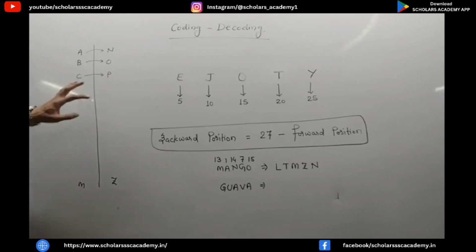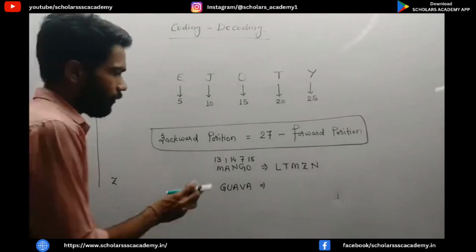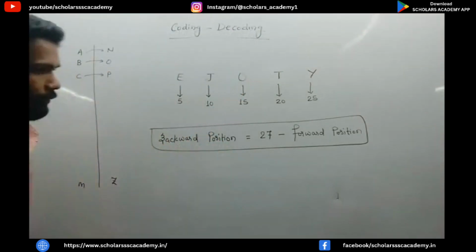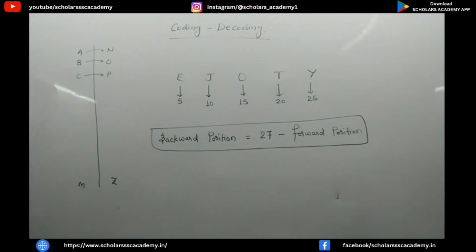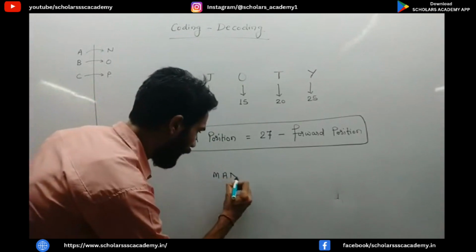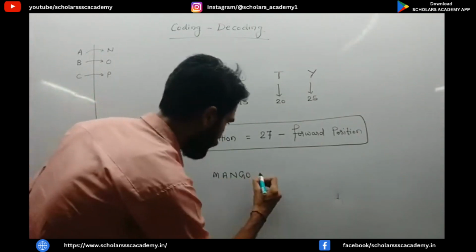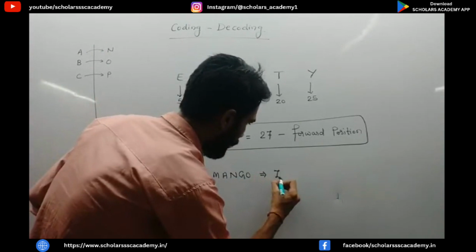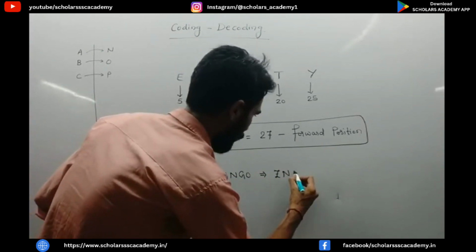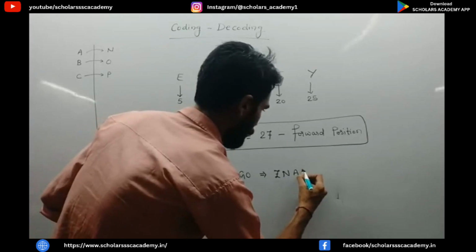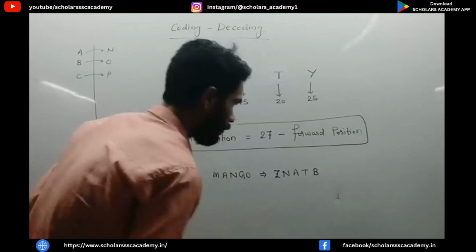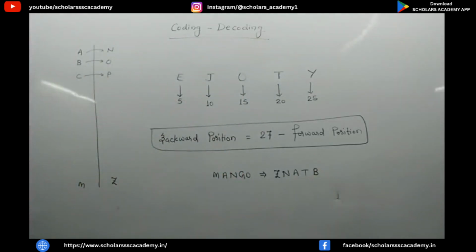So type 1 is almost over. Let's take one more example of this type. When the 26 letters are divided in two groups of 13 each. So let's take the same example. Mango being written as, let's see, Z N A T B. ZNATB.